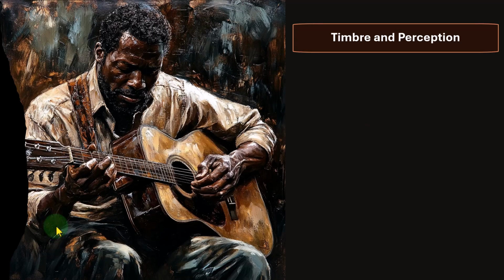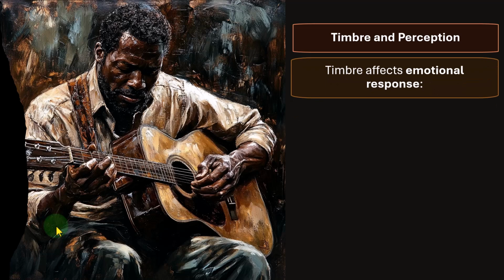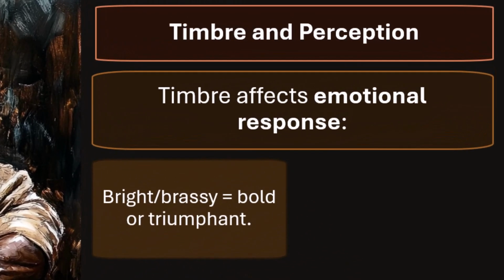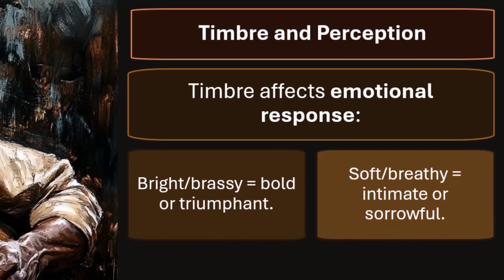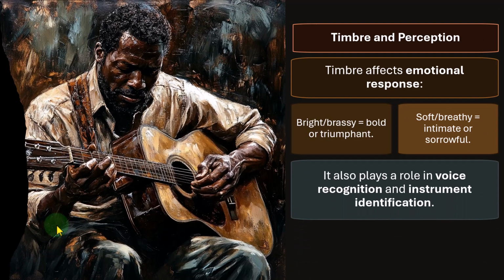Timbre and perception. Timbre affects emotional response: bright, brassy, bold, and triumphant, versus soft, breathy, intimate, or sorrowful. It also plays a role in voice recognition and instrument identification.